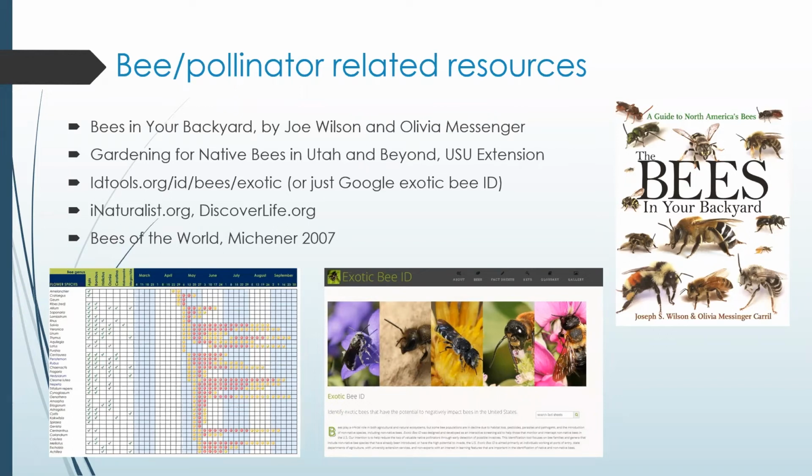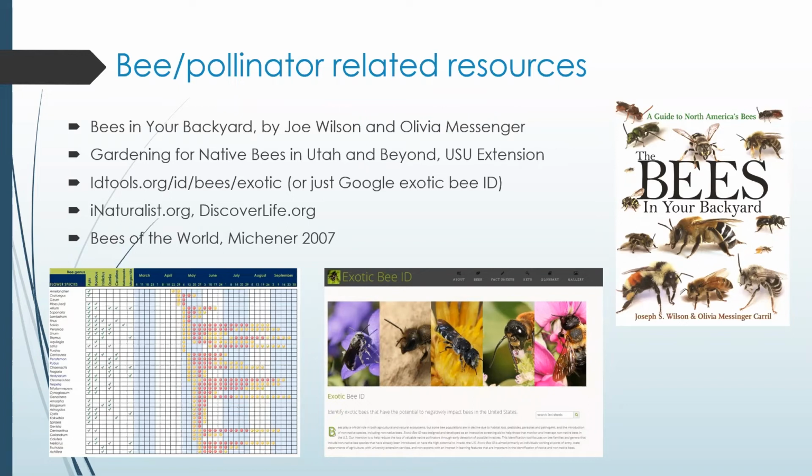and Olivia Messenger put together this book, and they have this really cool technique where instead of taking pictures of dead bees, which is what we often have to do in museum collections, they chill the bees just so that they're slow enough to take a photo of them, and then they go on their way. So it gives a lot more natural, what you're going to see out in your yard look. So that's a really good book to look into.